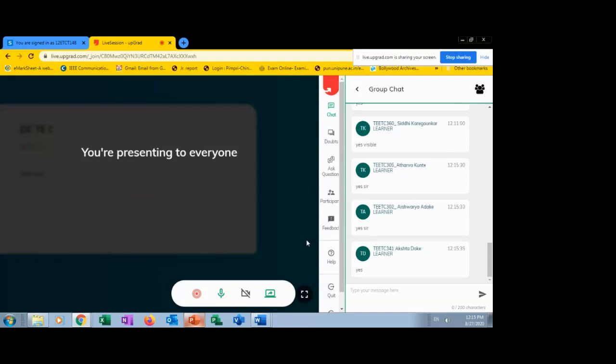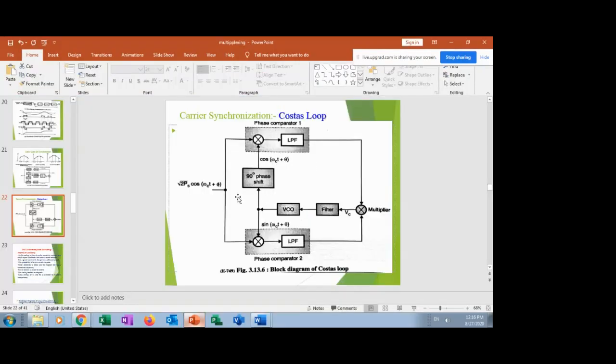So this is all about the type of carrier synchronization, the Costas loop that we used. In analog communication also we use the Costas loop, but the difference is that in digital communication we have to recover the carrier from the received signal itself. That is the only difference you have to understand. So this is all about the different types of synchronization that we have studied, and that is the carrier synchronization.